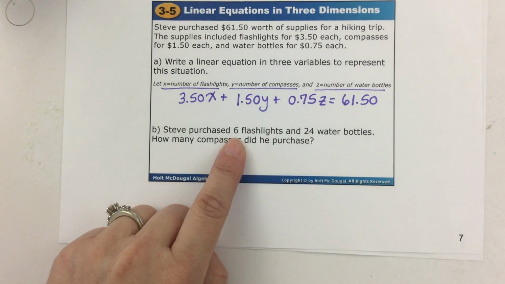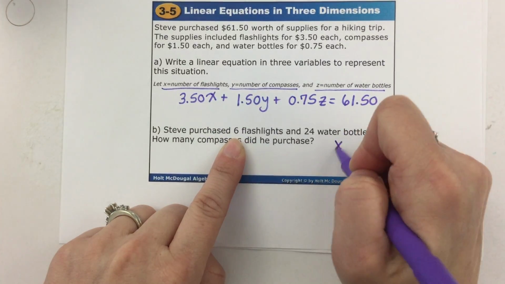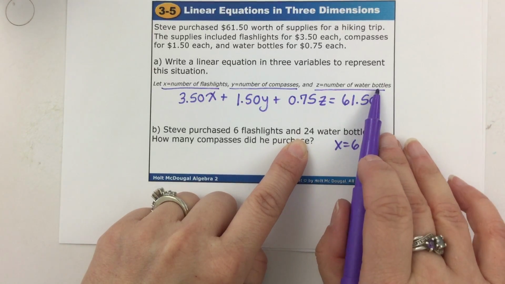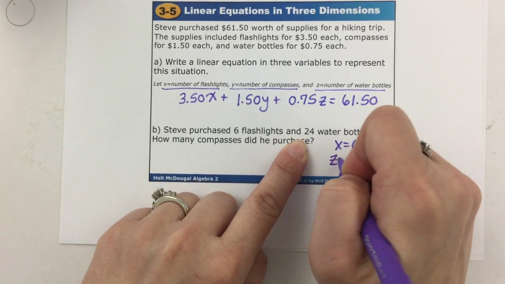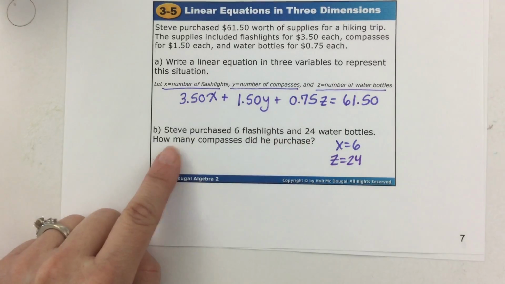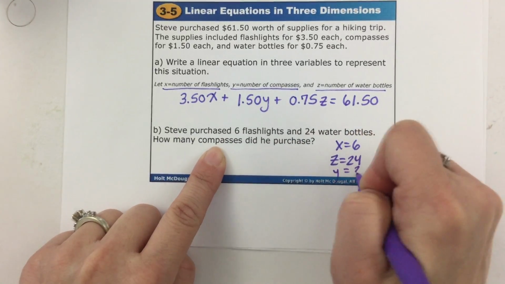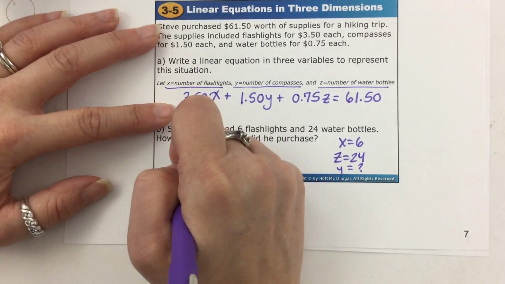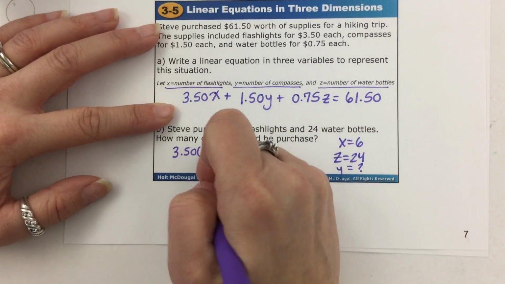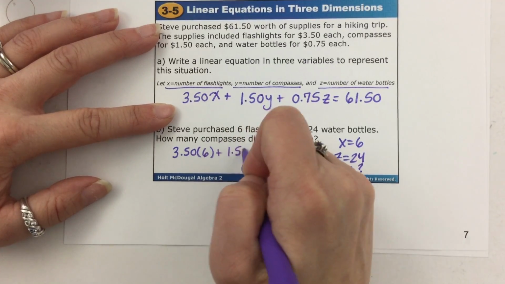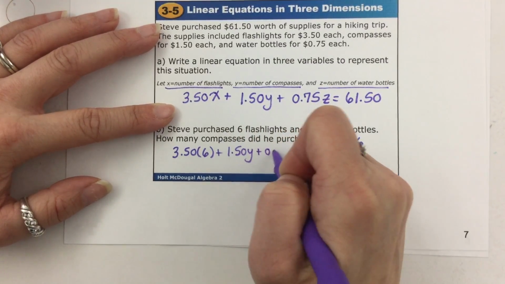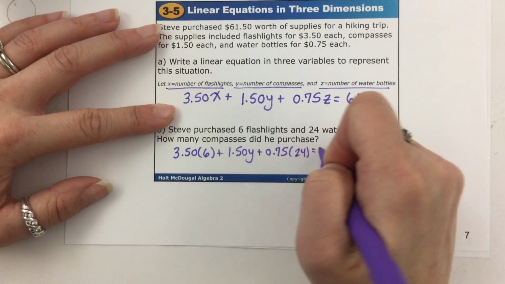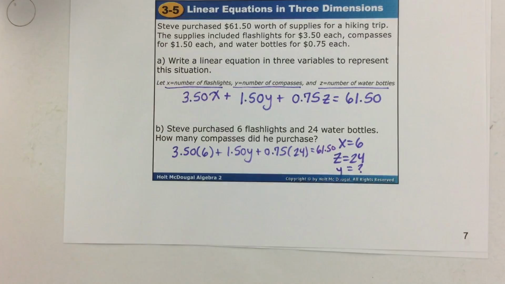Steve purchased 6 flashlights. Flashlights is X, so X equals 6. 24 water bottles. Water bottles was Z, so Z equals 24. How many compasses? So that's what we're trying to find. We have to solve for Y. So I go back to the original. We know that X is really a 6, plus 1.50 Y, we don't know why, plus 0.75, Z is 24. The whole thing has to equal 61.50.